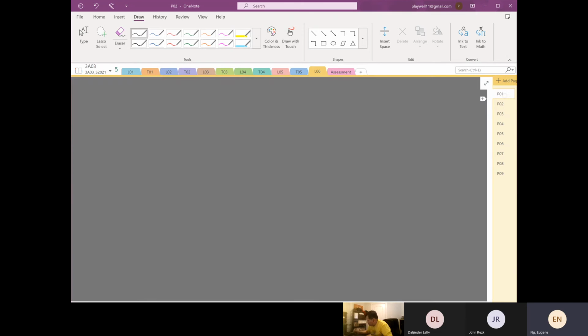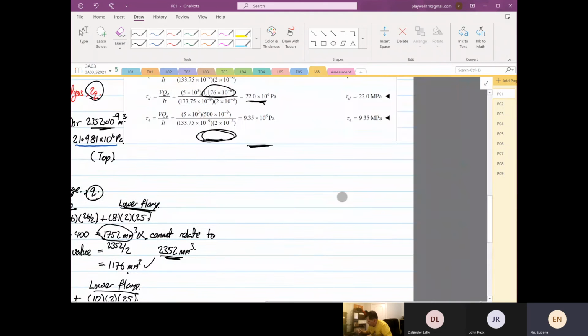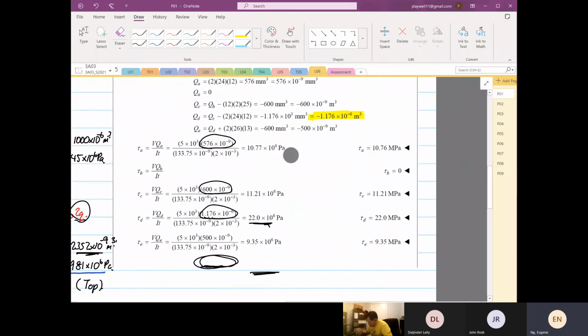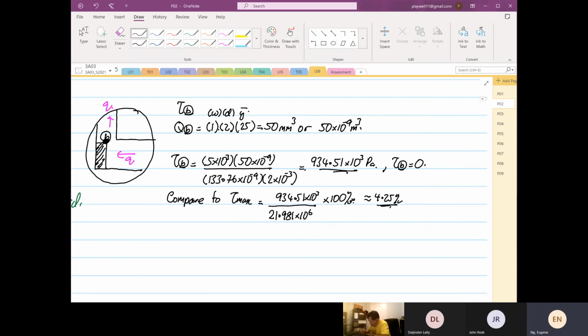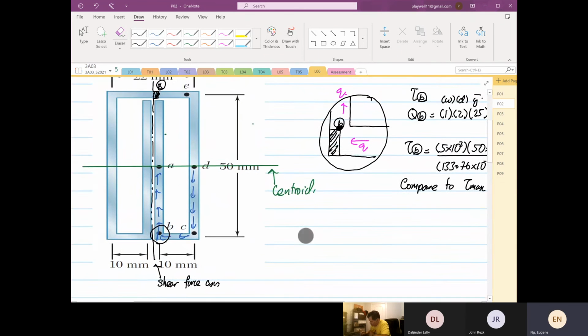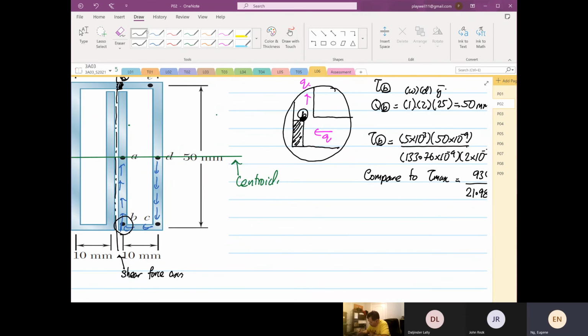If you look at the solution manual, which I did post, the shear stress at B, they immediately call it 0. There is some value. What I'm trying to tell you is this: there is some value, but it is small. Okay, it is small.